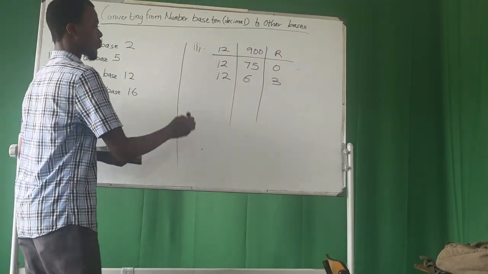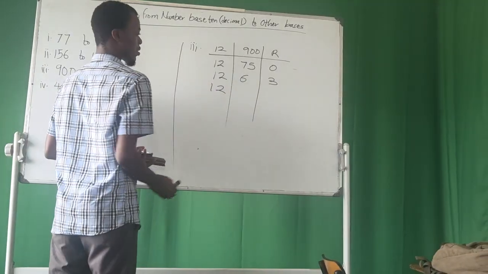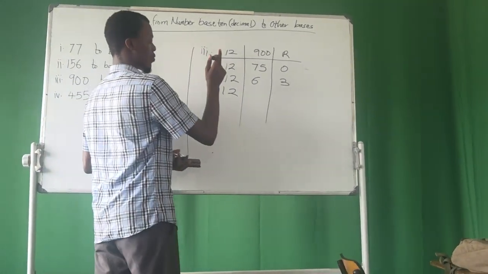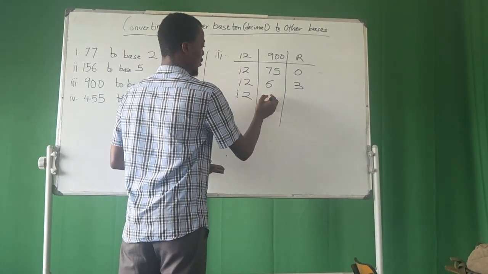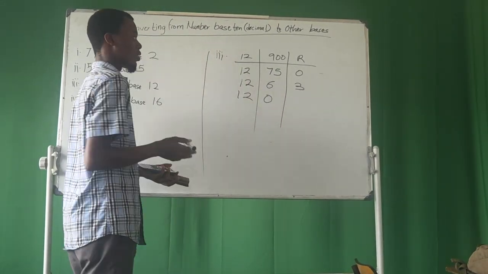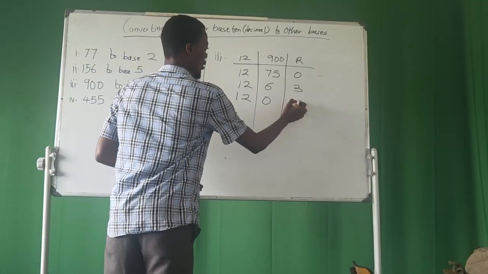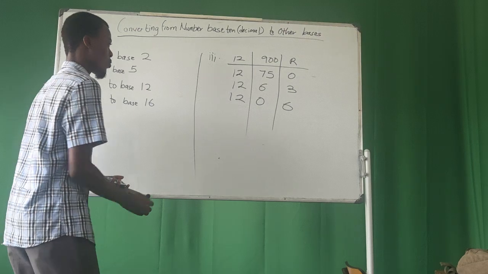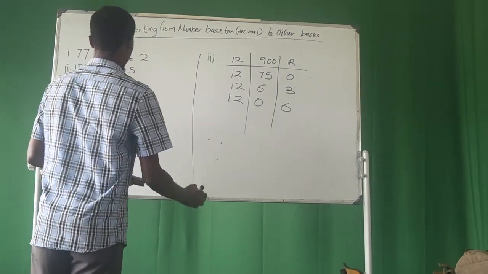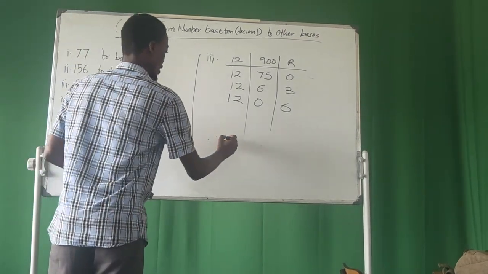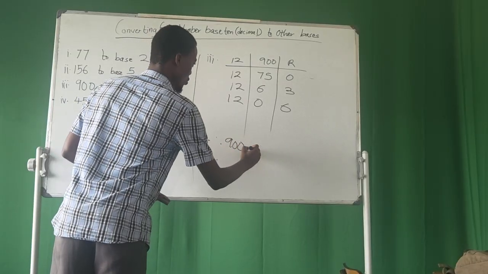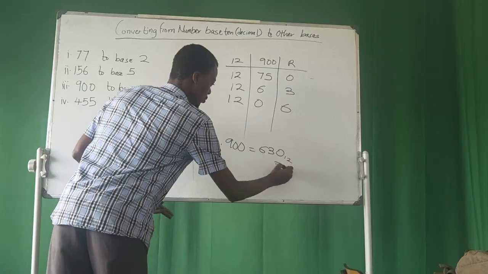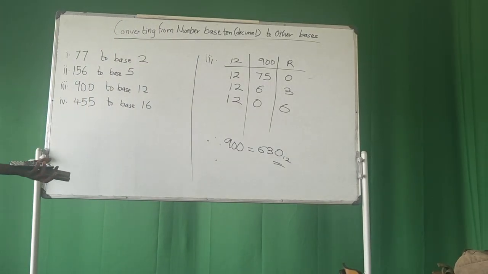Again, 12 goes into 6 how many times? 0. 12 times 0 is 0. The remainder is 6. Okay, guys, this is very easy and it's not scary. So now you can say therefore 900 to the base of 12 is 630 to the base of 12. Isn't it easy? Very, very easy.